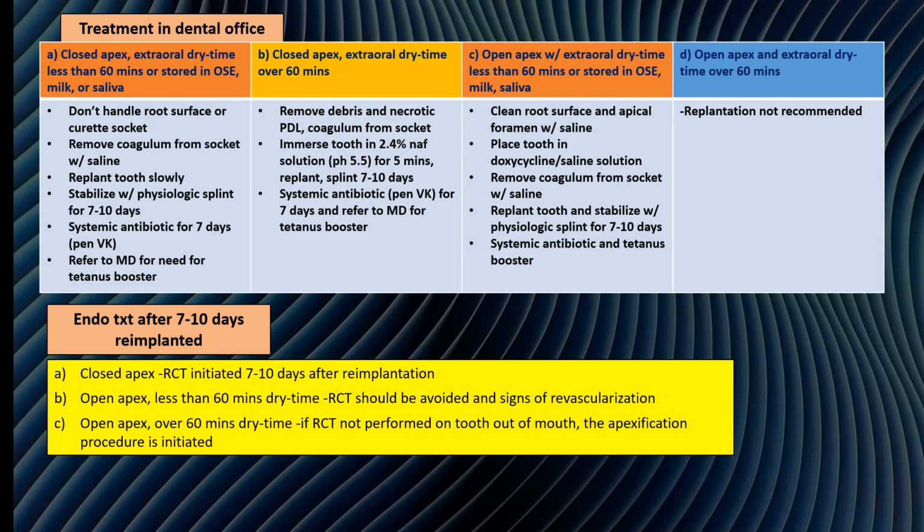Usually the open apex tooth is not reimplanted if its external dry time is over 60 minutes. But if it is less than 60 minutes, for an open apex tooth, you can put it in doxycycline solution, and remove the coagulum from the socket with gentle saline irrigation, just as you do for other sockets. You don't curettage the socket, and then you do the same splinting. Systemic antibiotics and tetanus boosters might be needed.